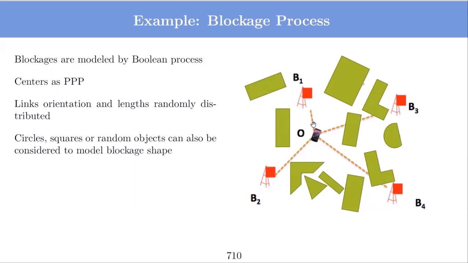Like this one, there is no building in between, so this link is line of sight. But on this link there are two buildings, so this is blocked. And sometimes the total number of objects falling on the link also tells the severity of the blockage. So this is like random objects spread over the space, and we can use the Boolean model to model them. We can treat centers as a Poisson point process, and then the orientation and the length or size can be randomly distributed. We can take circles, squares, or random objects as the blockage shapes.